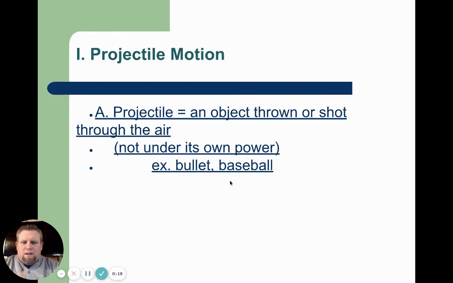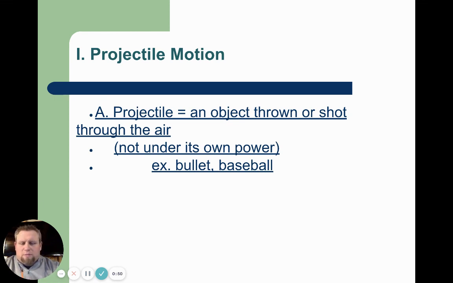So first, we're going to define what projectile motion is. A projectile is an object that's thrown or shot through the air. The key here is that it is not under its own power. So things like airplanes or helicopters that fly through the air are not considered to be projectiles because they are under their own power. They have a power system that allows them to keep going, right? Whereas a projectile is something that flies through the air, but not under its own power.